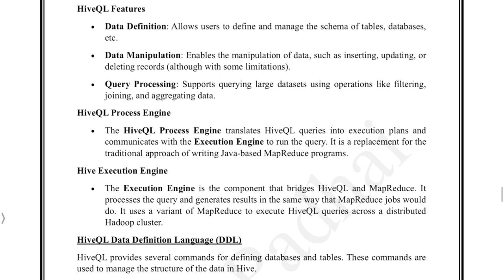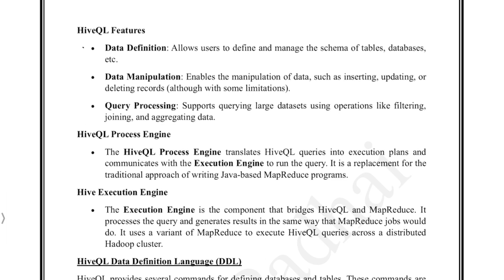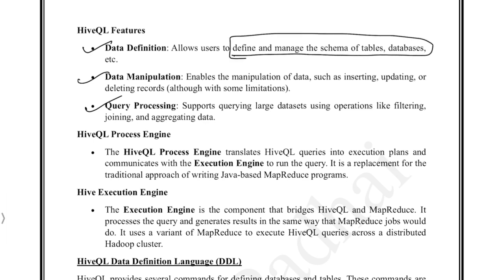Next, you have the HiveQL features: data definition, data manipulation, and query processing. Data definition mainly helps to define and manage the schemas of tables and large databases. Data manipulation mainly helps in inserting, updating, and deleting records. Query processing mainly helps in querying large data sets, like filtering, joining, and aggregating the data.